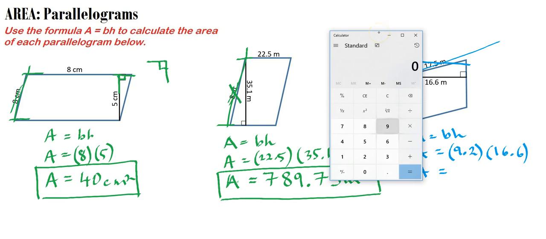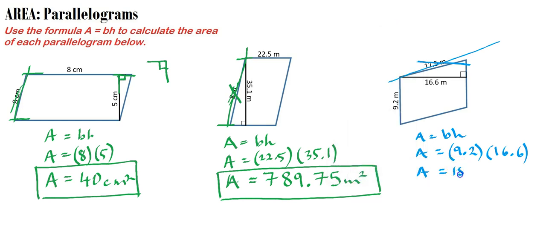It's going to be 9.2 times 16.6, 152.72. We're talking meters, area, units squared, squared meters, done.